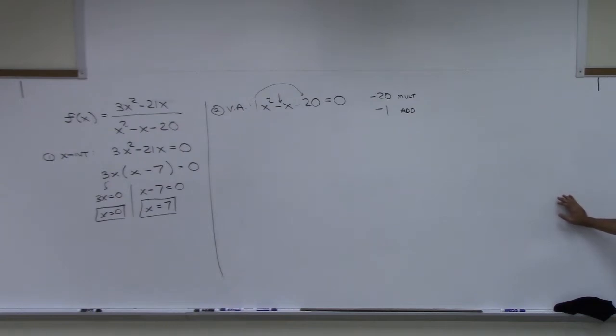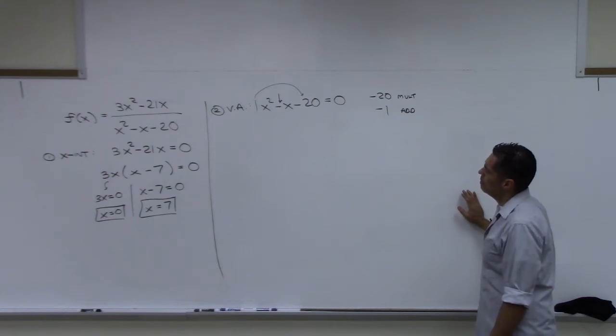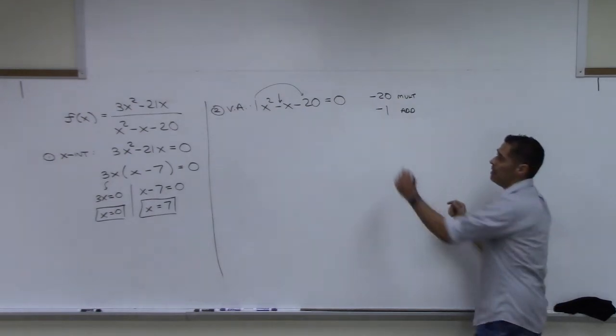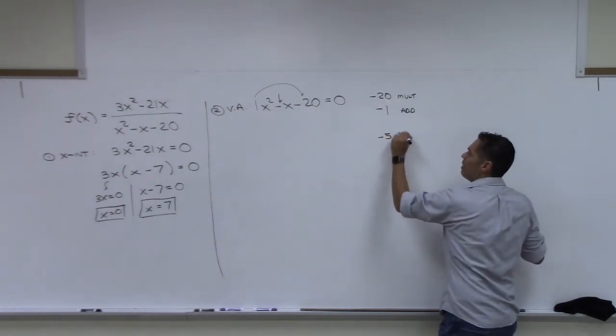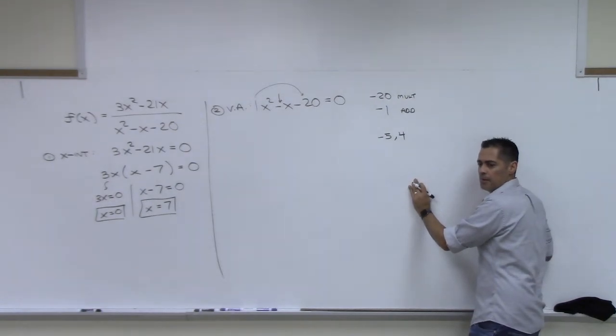Multiply to be 20, add up to be 5 and 4. One of them has to be negative. Negative 4 and positive 5, or negative 5 and positive 4? You need minus 1, right? So it's got to be negative 5 and positive 4. Those are your two numbers.